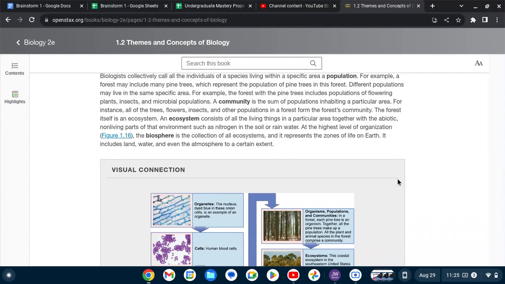At the highest level of organization, the biosphere is the collection of all ecosystems, and it represents the zones of life on Earth. It includes land, water, and even the atmosphere to a certain extent.